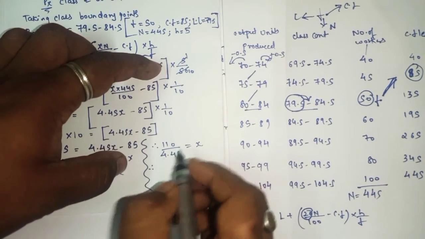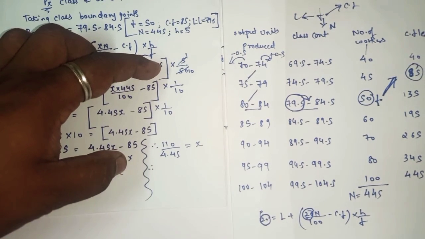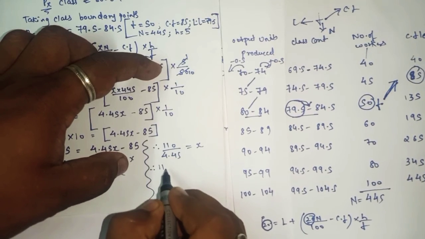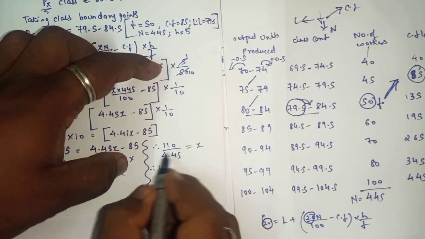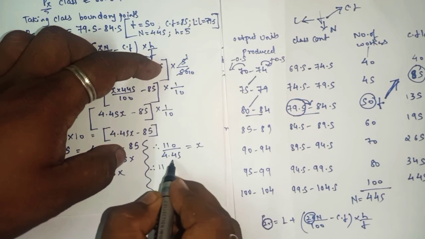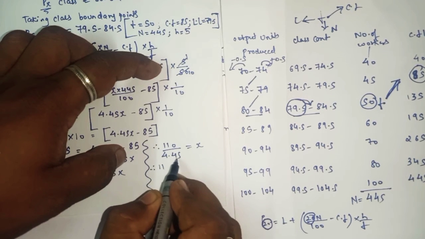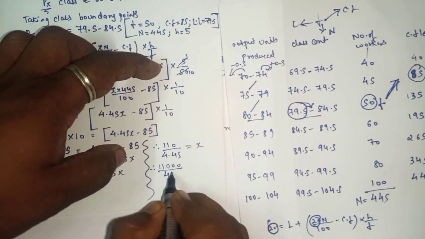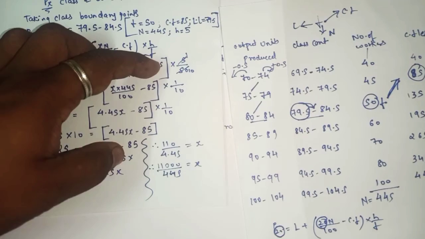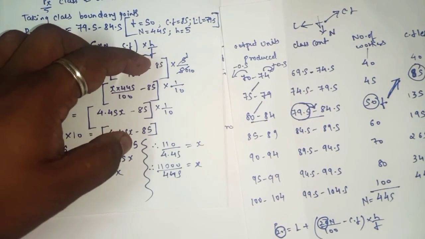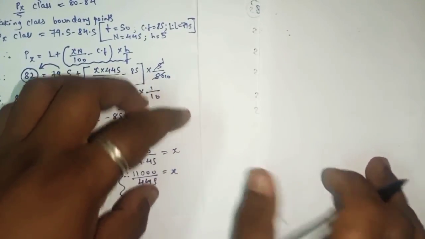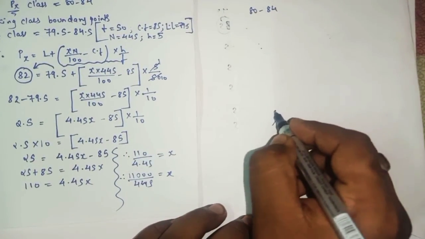So multiply and divide it by 100, so here you will get 11,000 divided by 445. When you remove the decimal, you get into 100 into 100. First remove the decimal, as clearly we can see that the decimal is after the tens place, so we have to multiply by 100. So this will be 11,445 equals x. The next part is you have to divide the number. The division part you can try by yourself.